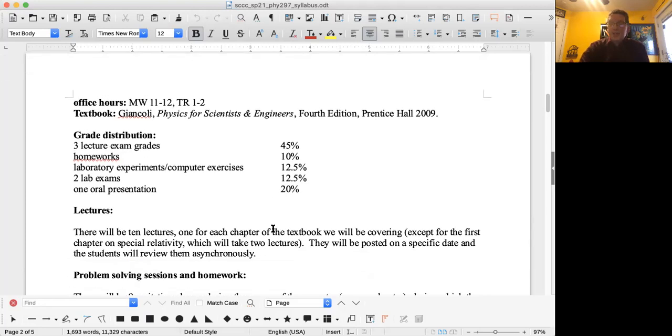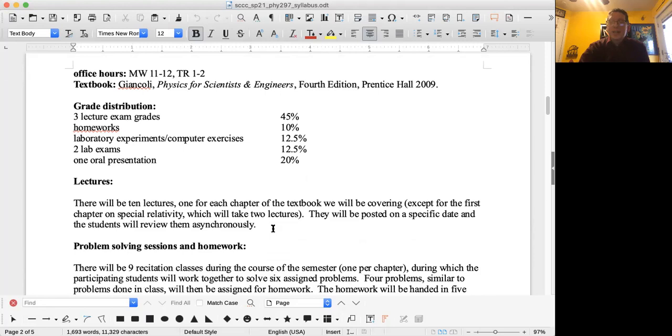There'll be 10 lectures, one for each chapter of the textbook, except for special relativity, the first chapter, which will cover 2 lectures. They'll be posted at a specific date. So the first lecture on special relativity will be this Wednesday. The second one will be posted on Monday. And you'll review them asynchronously, meaning on your own time.